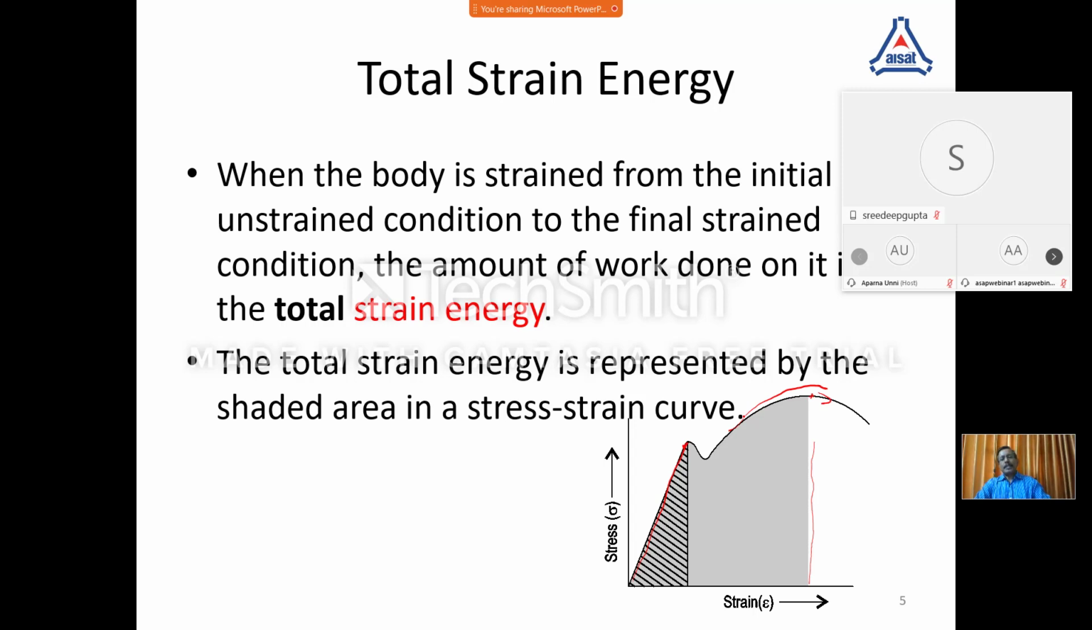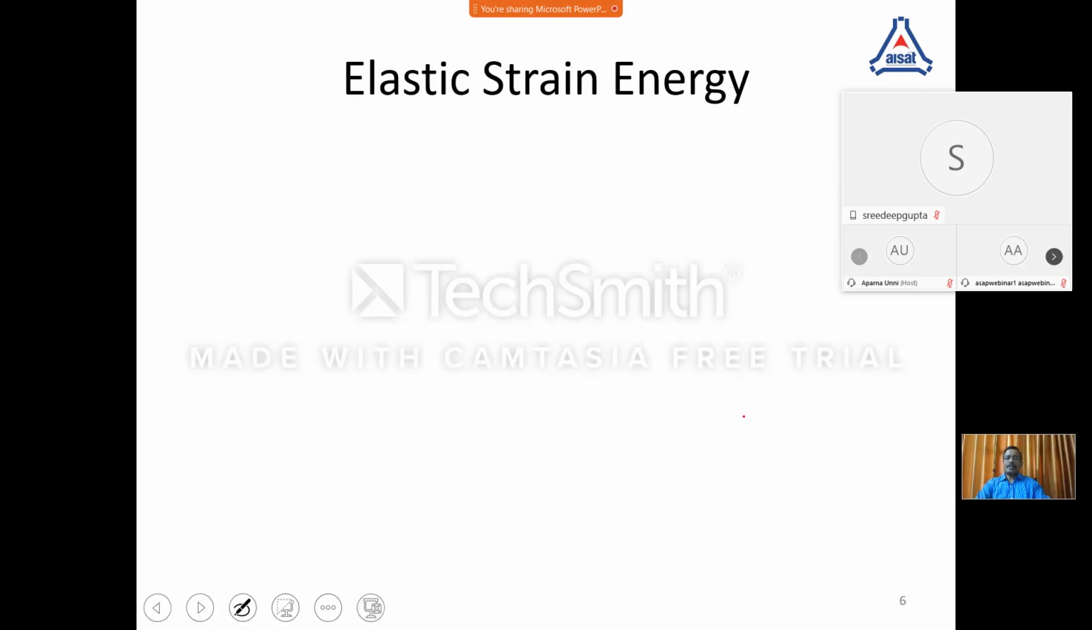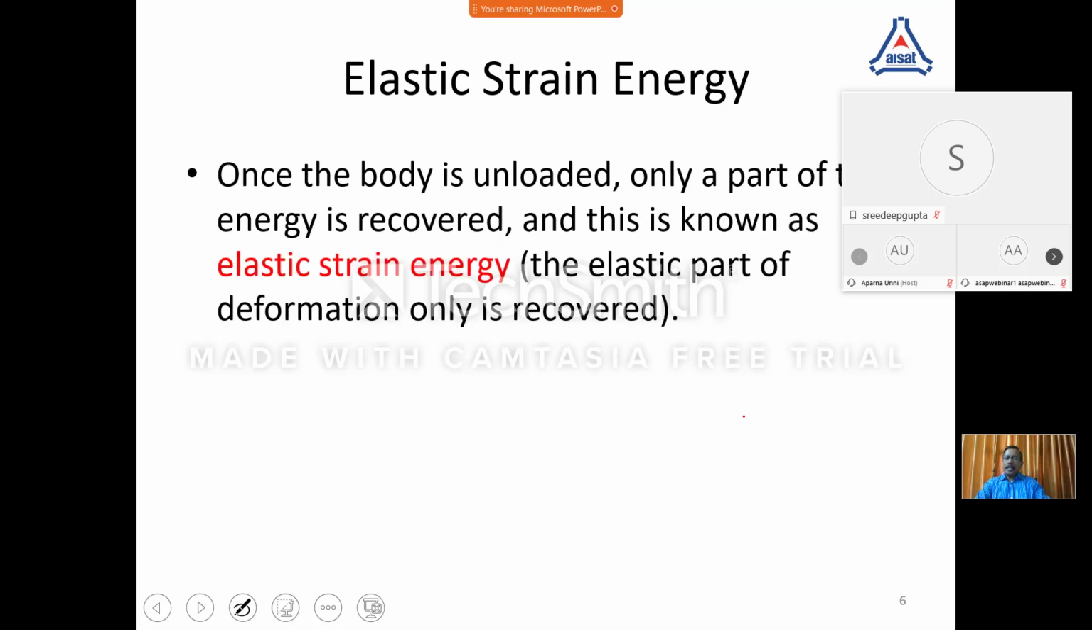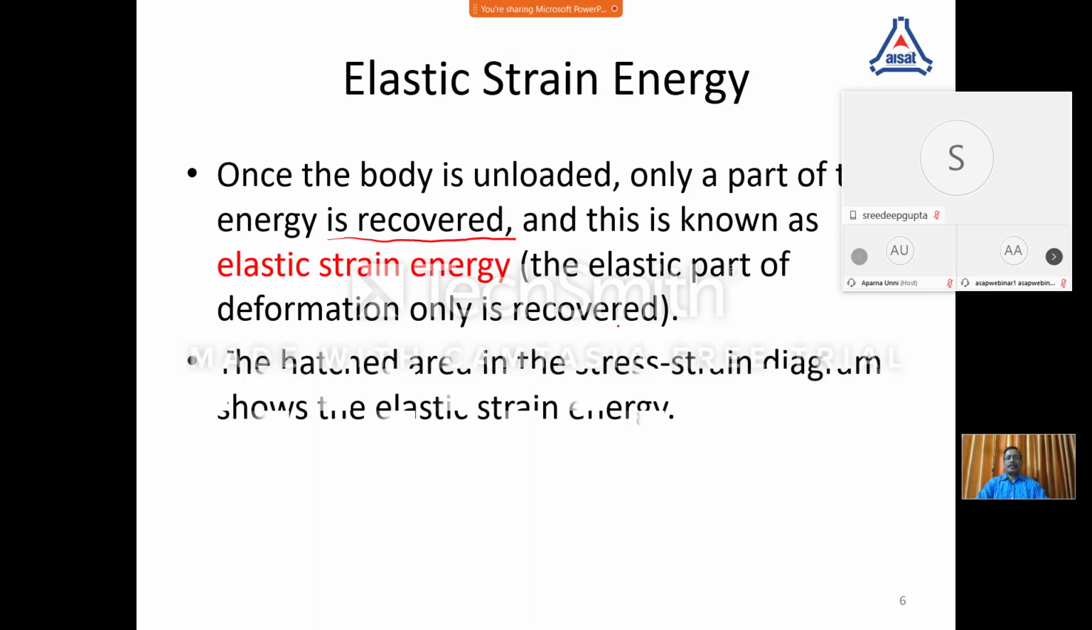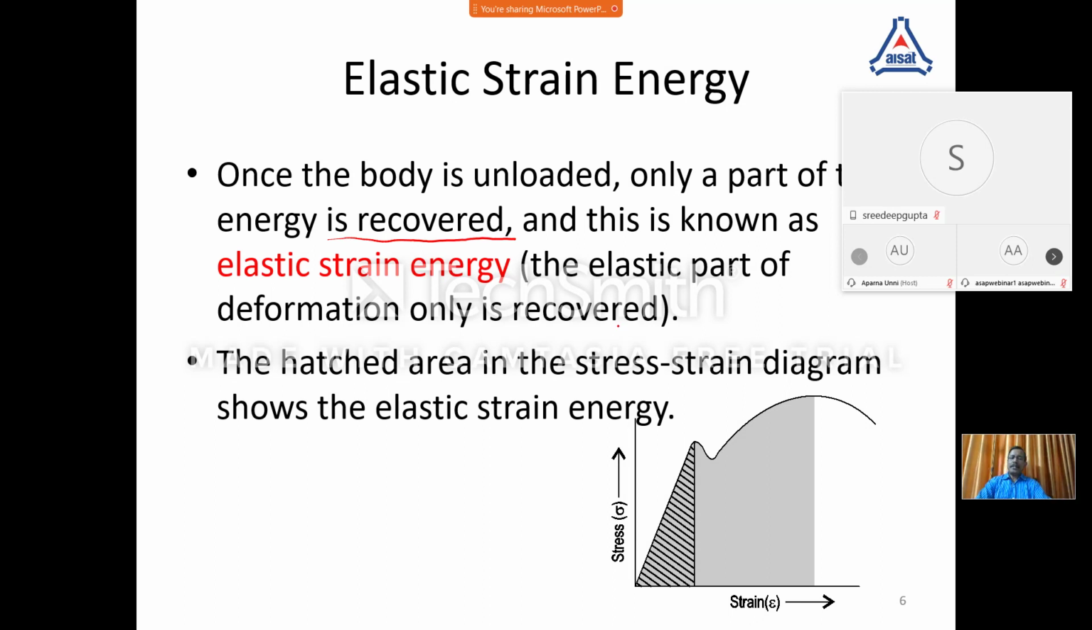What we are considering in this study is not the total strain energy, but the elastic strain energy. The elastic strain energy is that part of the energy which is recovered. The elastic part of deformation only is recovered. Once the load is withdrawn, the body comes back into the original size and shape. That part of strain energy is called elastic strain energy. Here, this hatched area in the stress strain curve diagram represents elastic strain energy.